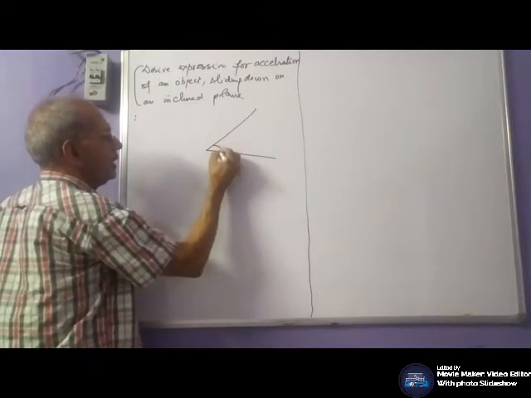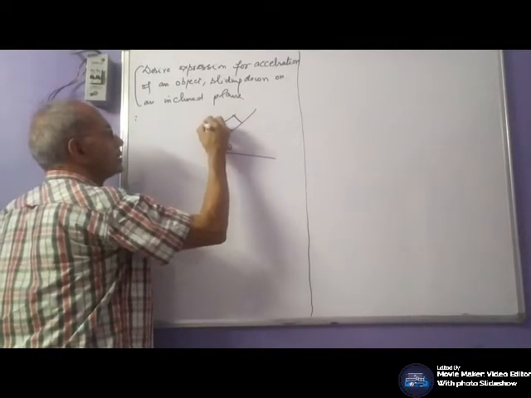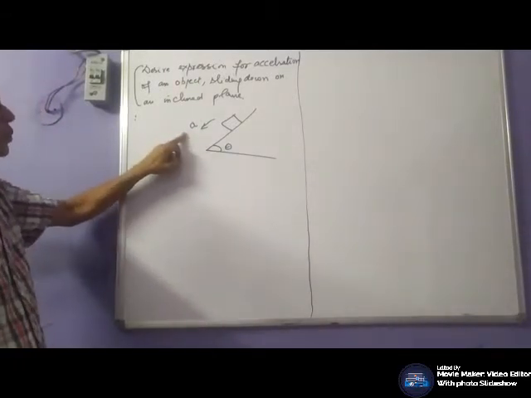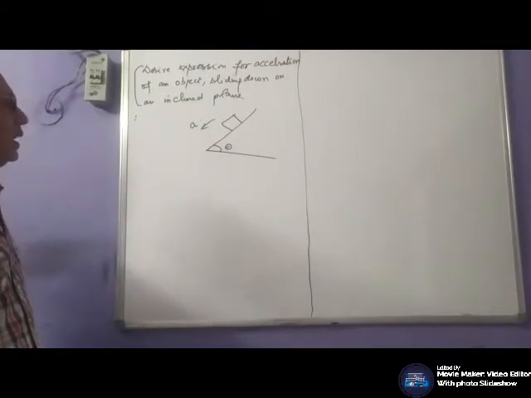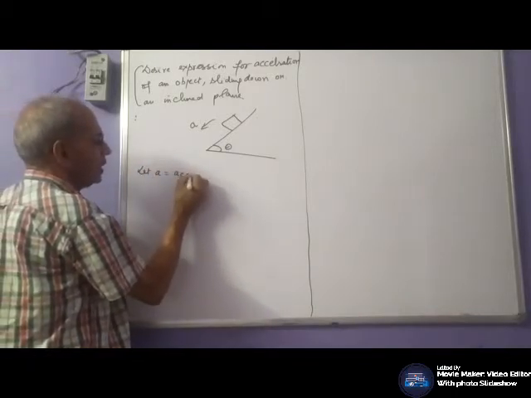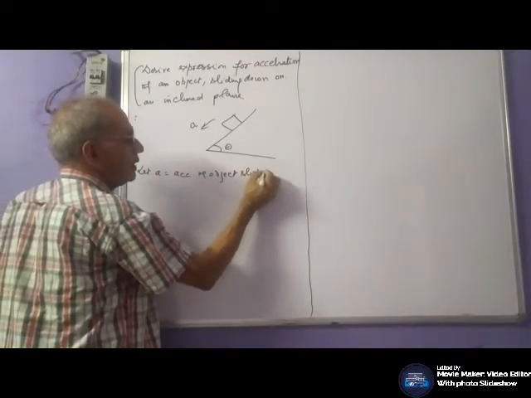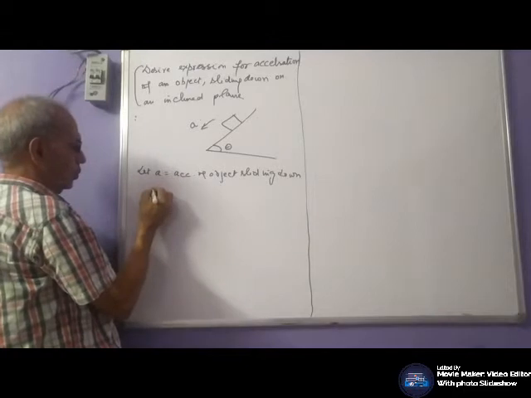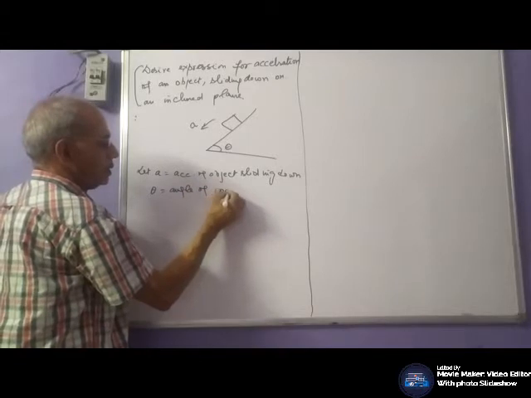This is inclined plane, angle of inclination, this is object, and it is sliding down with this acceleration. We have to derive expression for this acceleration. Expression for acceleration of an object sliding down an inclined plane. Let a be acceleration of object sliding down, theta, angle of inclination.